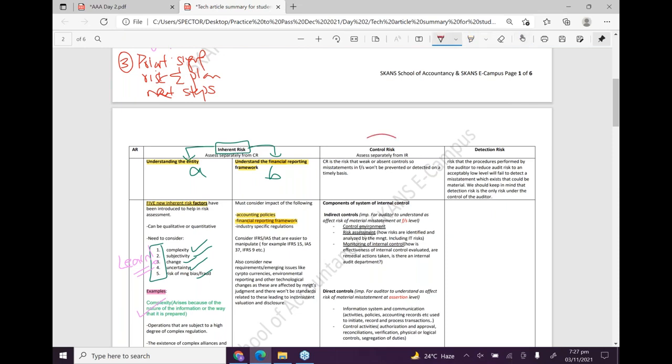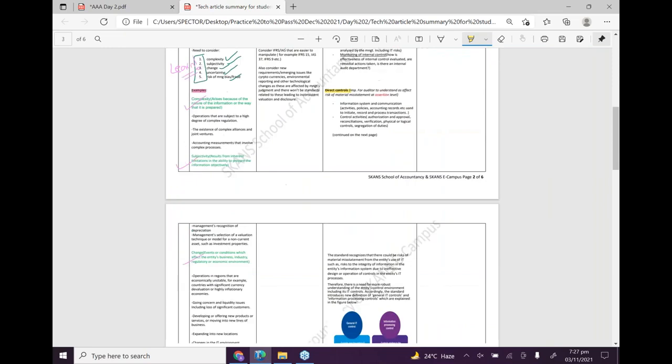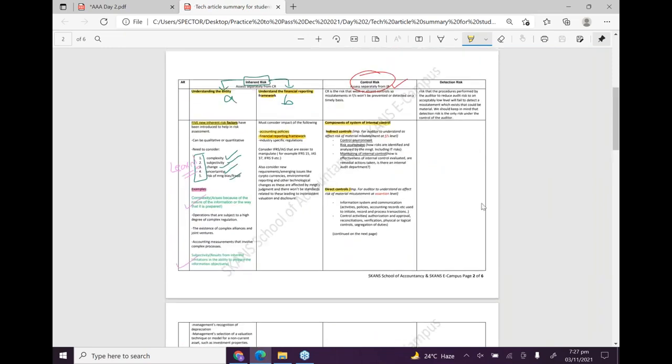When we talk about control risk, it has to be assessed separate from IR, and you will need to understand the components of internal controls to see if the control risk is high or not. The new part is, remember the 5 components? They've divided this into 2 steps. Control environment, risk assessment, and monitoring is now called indirect controls. Information system and control activities is called direct controls. That's it. That is the only change that has happened to ISA 315.